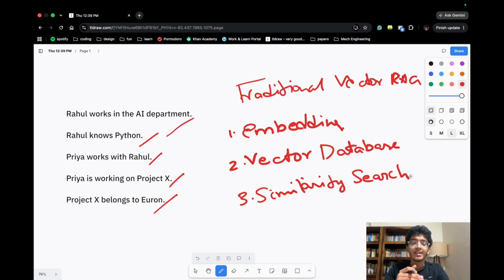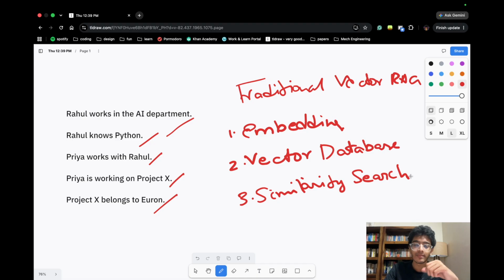Okay. First one is embedding. Embedding is the first step of any RAG pipeline. Turn text to numbers. An embedding model reads a sentence and outputs a vector, which is a long list of numbers, positioned so that sentences with similar meanings end up close together in the same number space. Like Rahul knows Python and Rahul is skilled in Python programming would land near each other, even though they have different wordings, because their meaning is close.